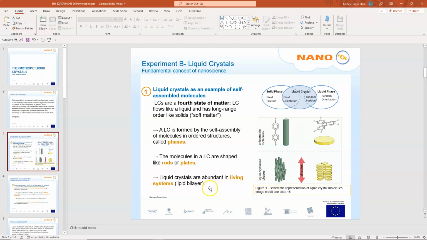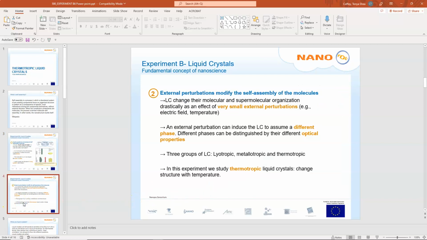Now these liquid crystals are abundant in living systems, in cells. They form cell walls, lipids, and things like that. But today, we're going to deal with some that get used in liquid crystal displays.